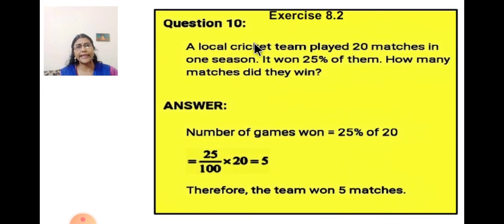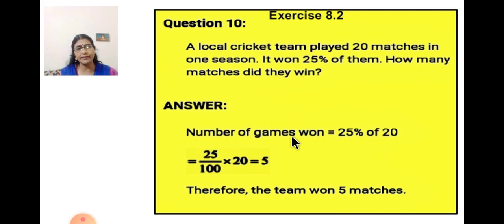Now question number 10 of exercise 8.2. A local cricket team played 20 matches in one season. It won 25% of them. How many matches did they win? That means out of 20 matches, they won 25% of 20 matches. So we will have to find out how many matches they won.